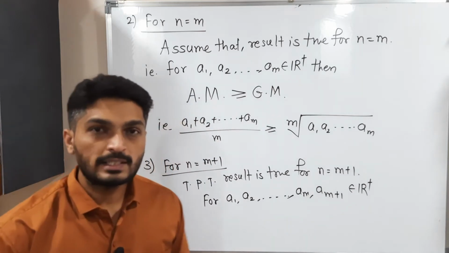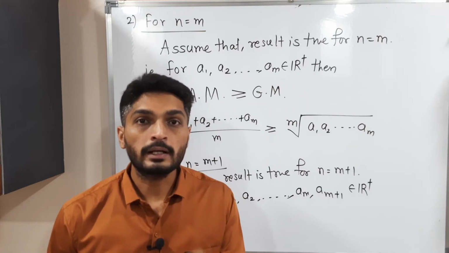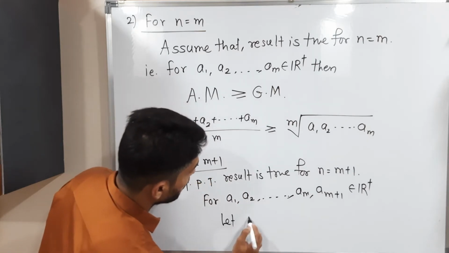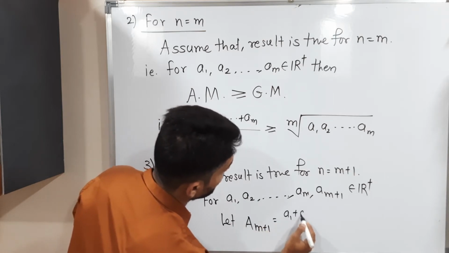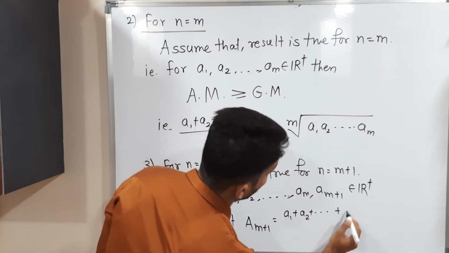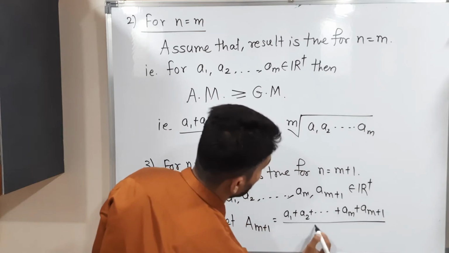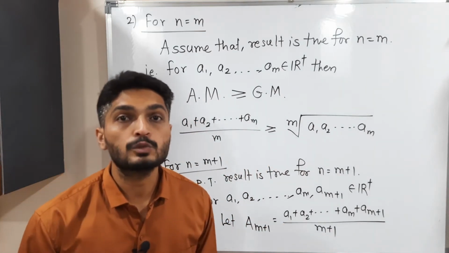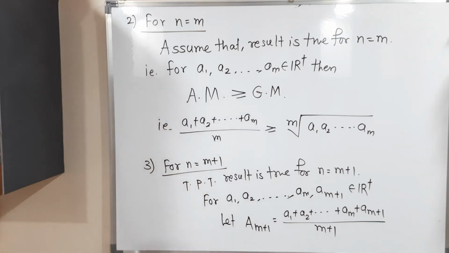Obviously they will have an arithmetic mean and a geometric mean also. We will call the arithmetic mean A m plus 1. So let A m plus 1 be the arithmetic mean of all these. How to find the arithmetic mean? You know that it is (a1 + a2 + ... + am plus 1) divided by m plus 1. I'm dividing by m plus 1 because there are m plus 1 real numbers. Okay, so this is A m plus 1. There is no more space to write. You can make a screenshot of it, then we will go further.